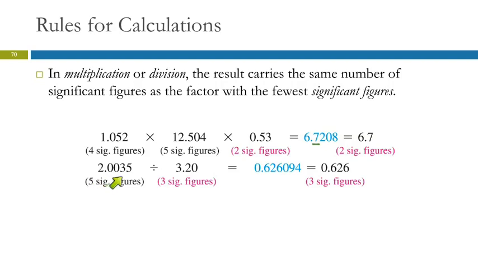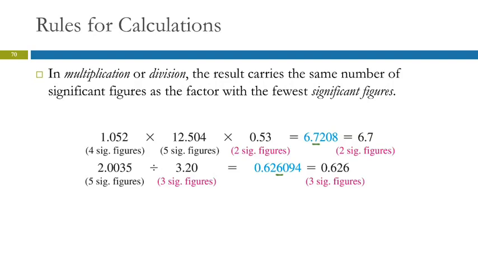Here's another one, 2.0035 divided by 3.20. Calculator gives us this little mess. The first number had 5 sig figs, the second one had 3. Trailing 0 with a decimal point, that one counts. So 3 is smaller than 5. So my final answer should have 3 significant figures. That 0 before the decimal point doesn't count. That's a common mistake. Students count that 0. Start with the first non-zero digit. So I've got 626. There's my third one. I'm going to round it off there and write it as 0.626.